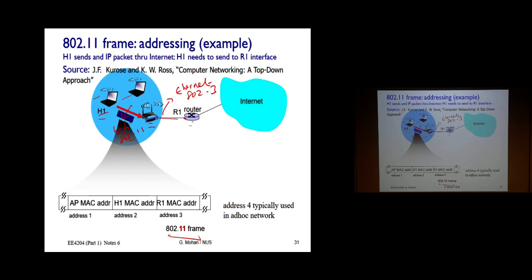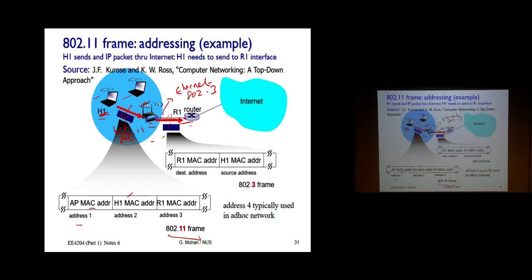This is a more practical case. Address 1 is the access point's MAC address. So this is the destination for this frame. That is, it's sending to the access point. And the next address is the sender H1 MAC address. But it also specifies R1 MAC address. Why it specifies like this? This information will be useful when access point transmits in Ethernet frame, because this frame is an Ethernet frame, 802.3.